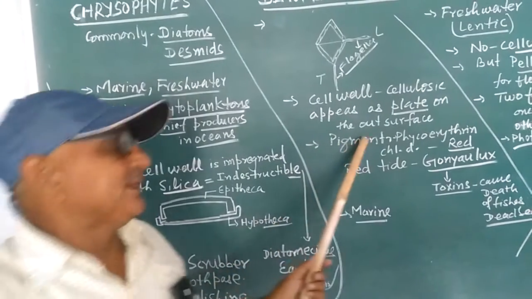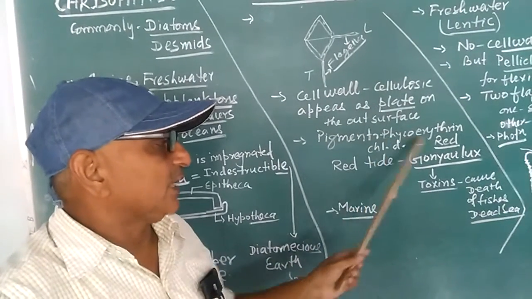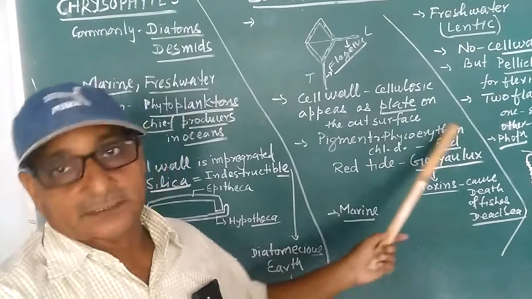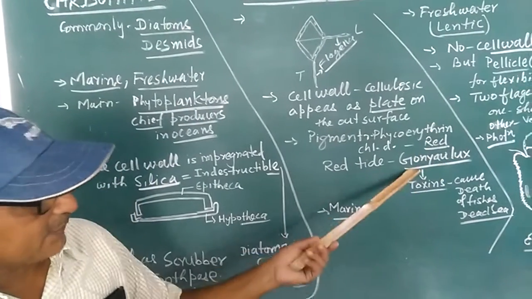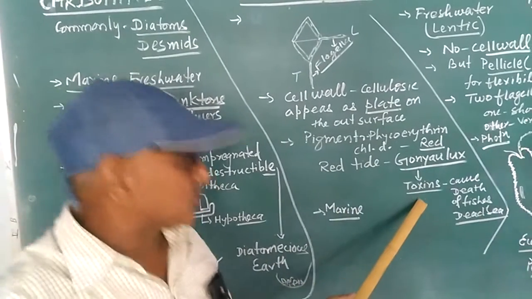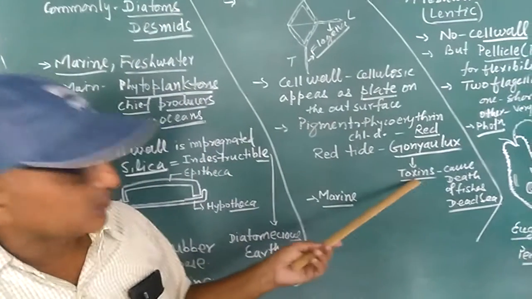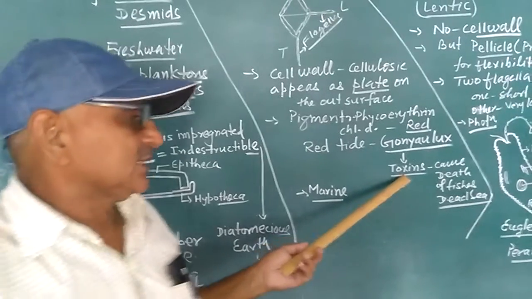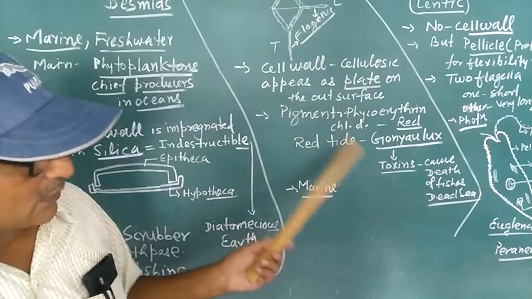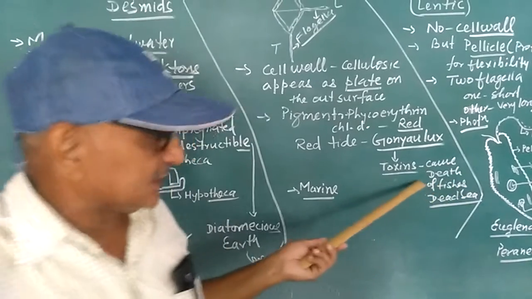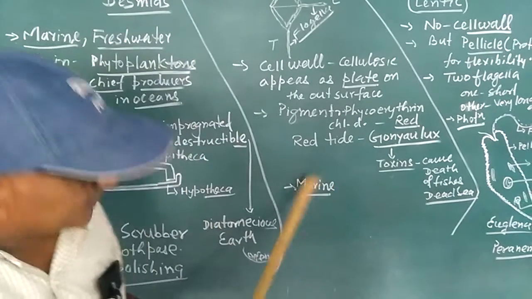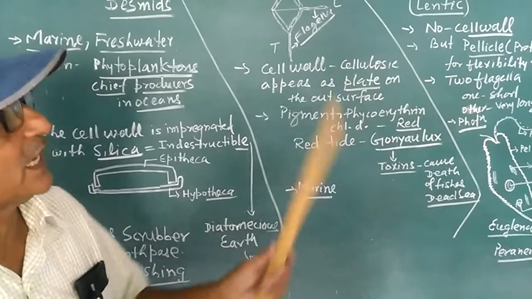They have different pigments like R-phycoerythrin and chlorophyll D, so they impart a red color. Gonyaulax is the member which causes red tide in oceans. They produce toxins that cause death to the fishes, so no fishes are found in the ocean area where they grow, and the sea is generally known as a dead sea. They are exclusively marine, mostly found in the sea.